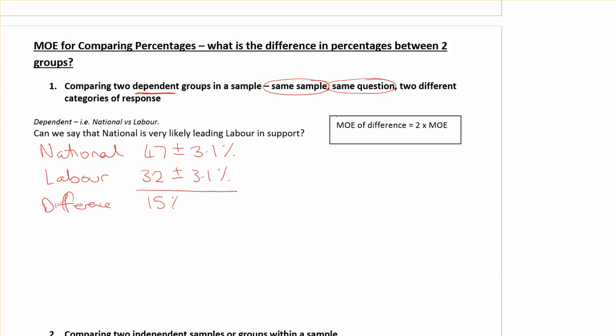Over here, and you can highlight this, it says to find the margin of error of the difference. It's simply 2 times the margin of error. Because they're both from the same sample size, n equal to 1,000, the margin of error is the same. So in this case, it's okay to double that, so it'll be 15% plus or minus 6.2%. So what does that tell us?